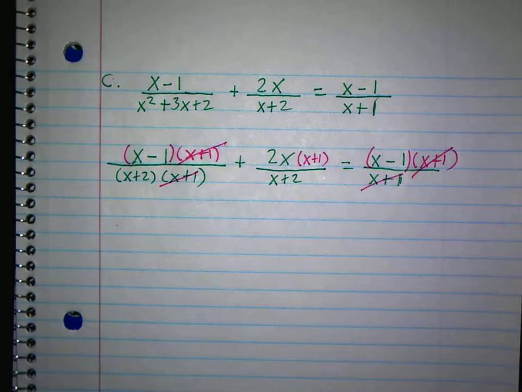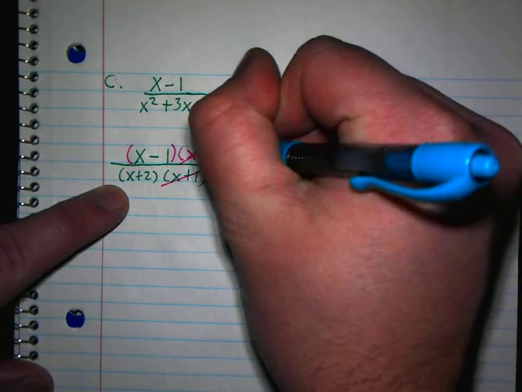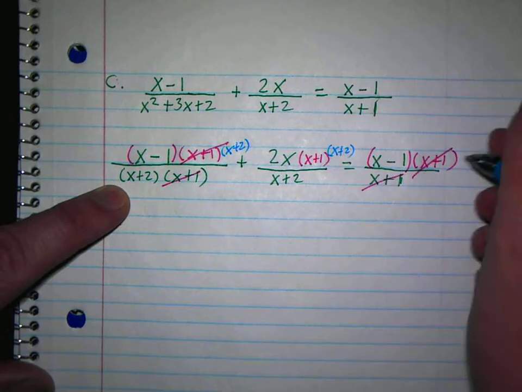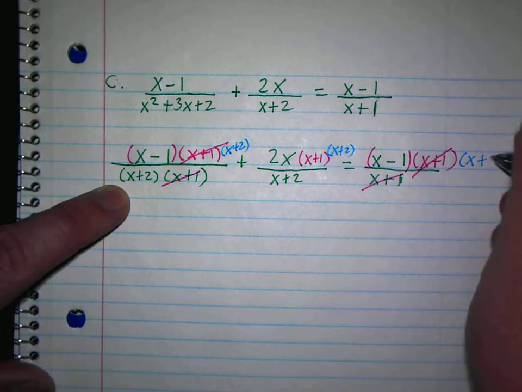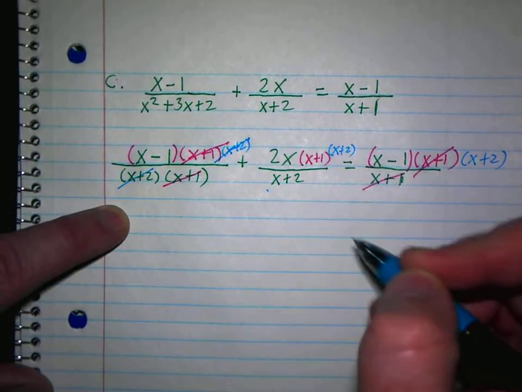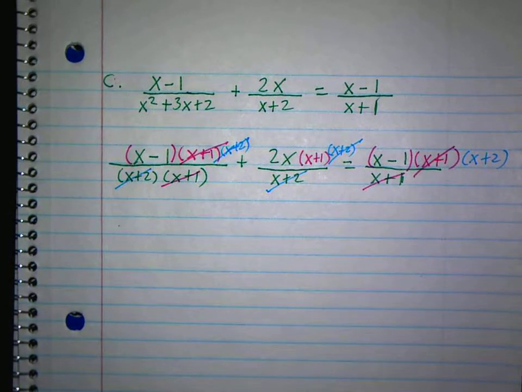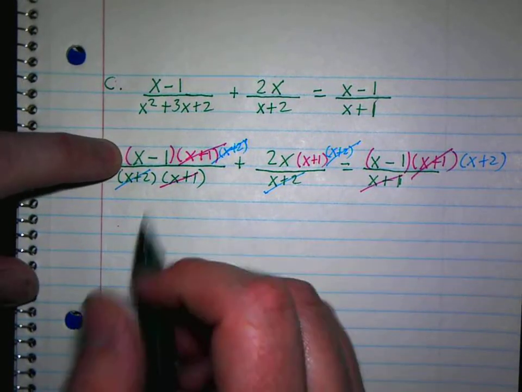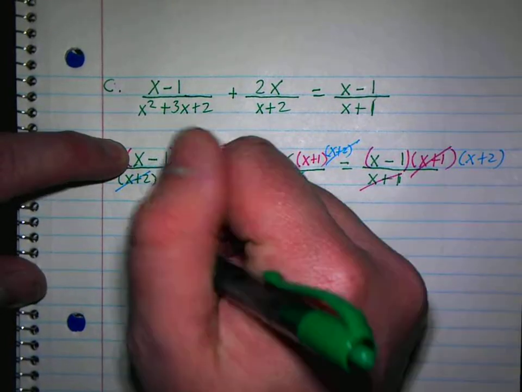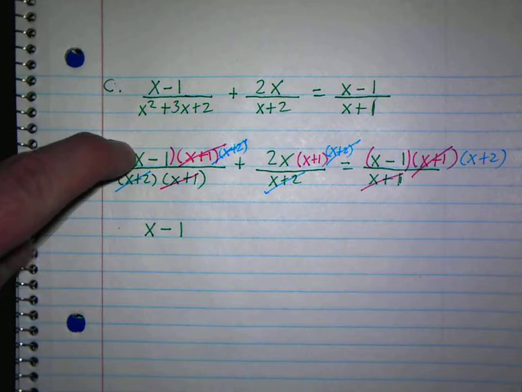What else am I going to multiply by? x plus 2 on all of them, right? And now the x plus 2s cancel. And then you write down what's left over. What's left over here, those canceled and those canceled, so it's just x minus 1. You don't need parentheses because there's nothing in front or anything with it.